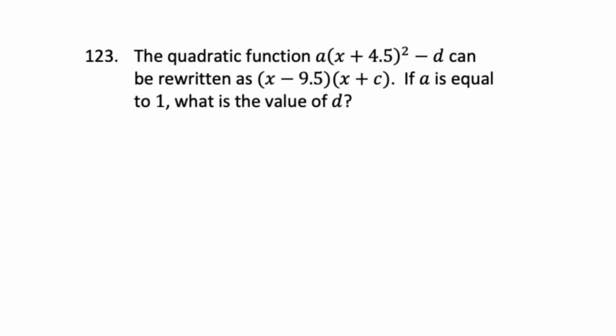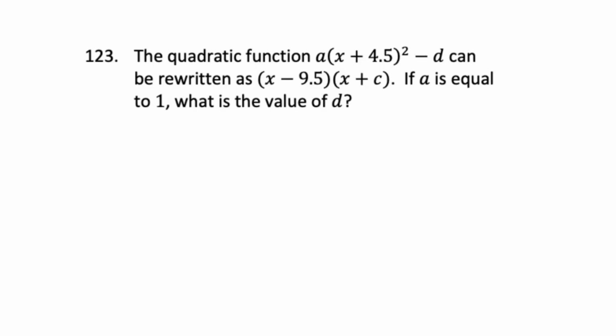The quadratic function a times (x plus 4.5) squared minus d can be rewritten as (x minus 9.5) times (x plus c). If a is equal to 1, what is the value of d? So this is one of those problems that might look kind of weird, but at its core, it's literally just a quadratic function problem. And if you work through it and take the time, anyone can solve this problem, okay?